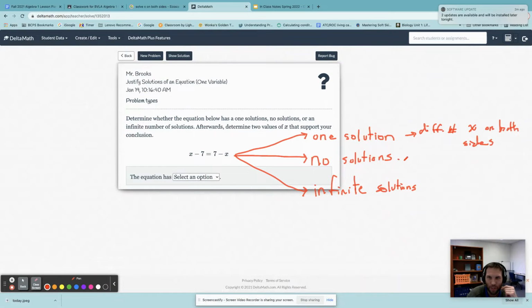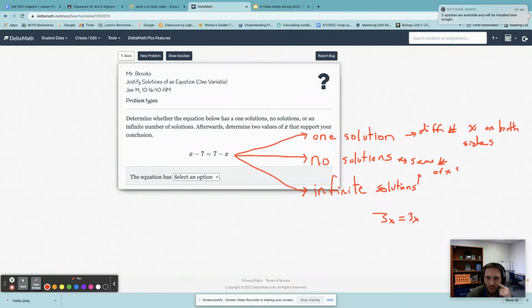So no solutions is same number of x's. Actually, if you have no solution or infinite solutions, you have same number of x's. So this would be like 3x equals 3x. So there's 3 on the left, 3 on the right. And when you have the same number like this, then you have infinite solutions because it doesn't matter what you plug in, then you get the same value on the left and the right, right?